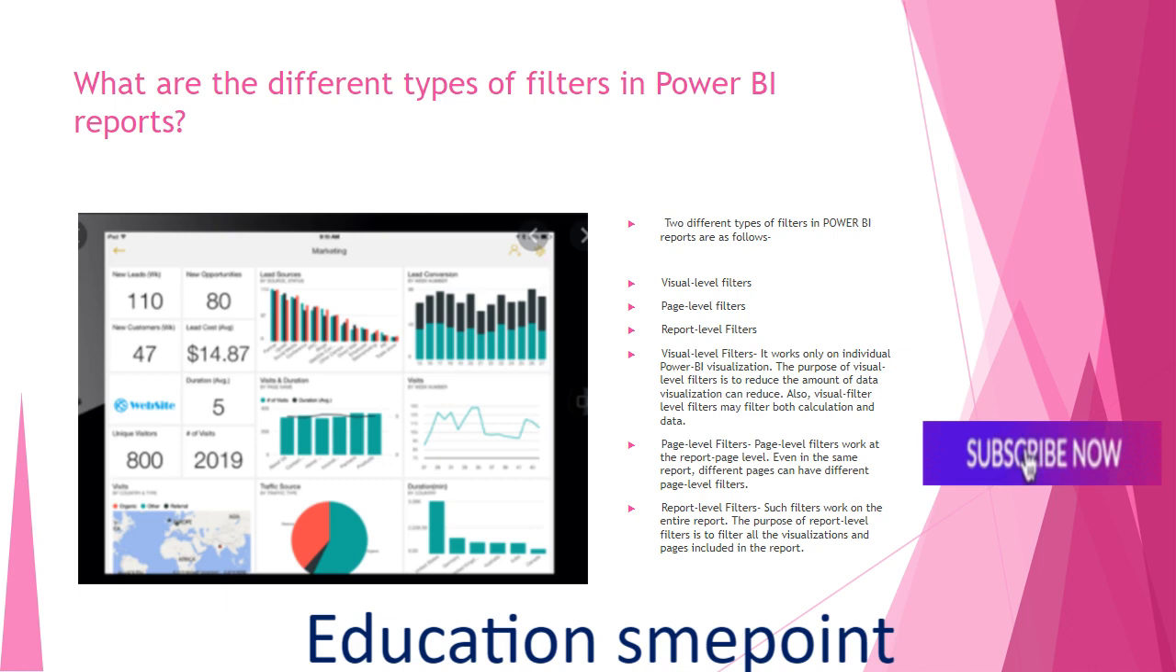Page level filters work at the report page level. Even in the same report, different pages can have different page level filters. Report level filters work on the entire report. The purpose of report level filters is to filter all the visualizations and pages included in the report.